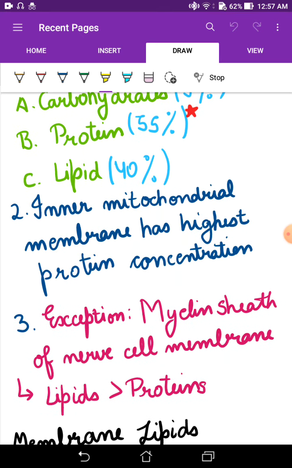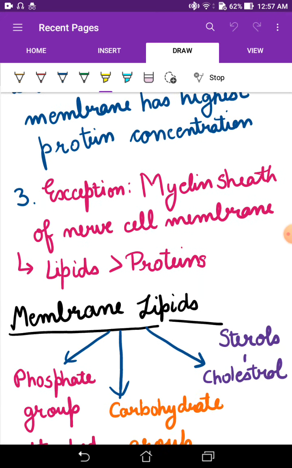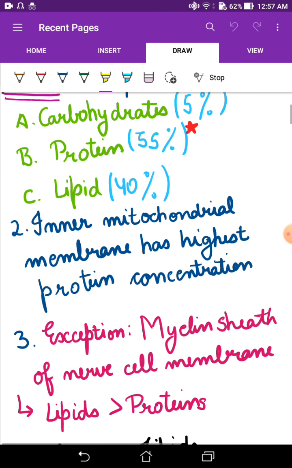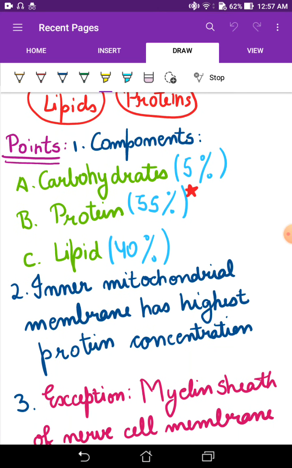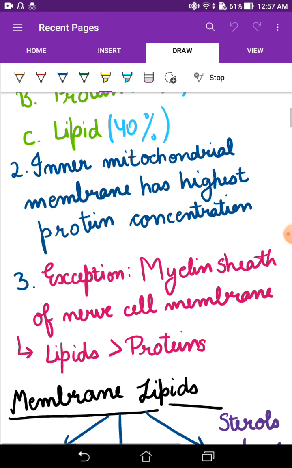The other point we have is that the inner mitochondrial membrane has the highest concentration of protein present. It is a high yielding point. You can get it as an MCQ. Now we have the exception to this theory, that protein is the major component of the cell membrane. That is the myelin sheath of the nerve cell membrane. It contains more lipid as compared to proteins.